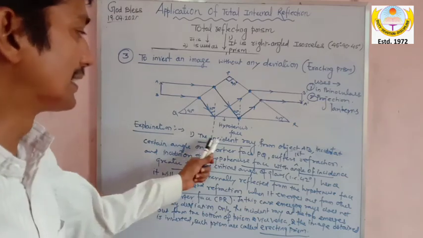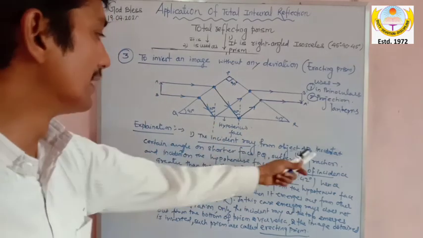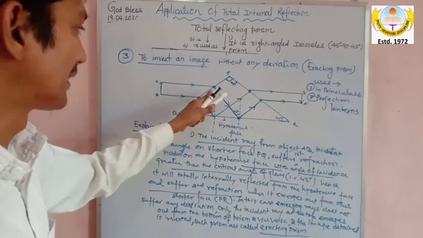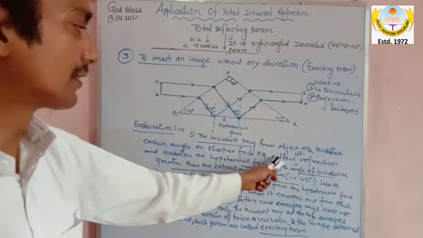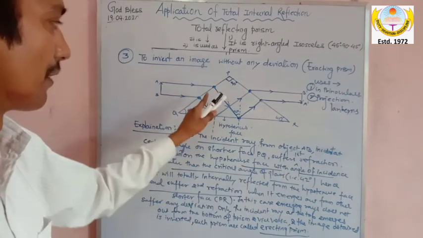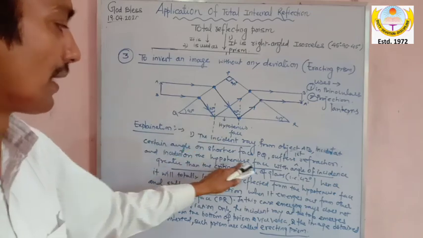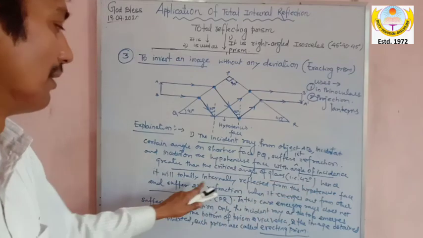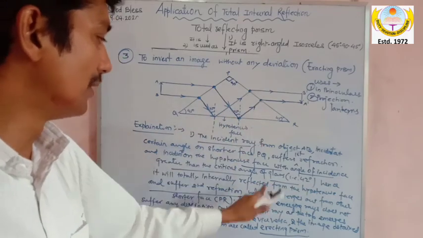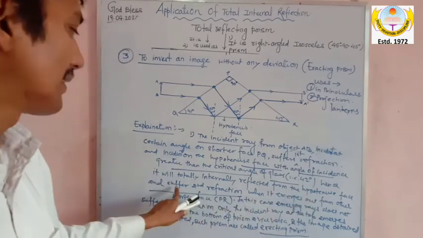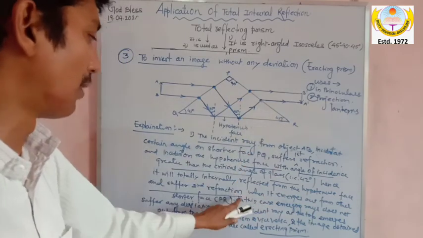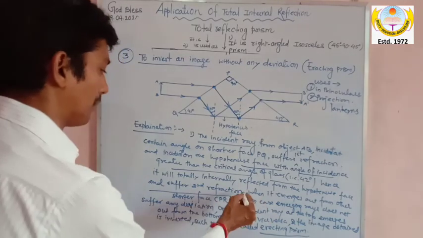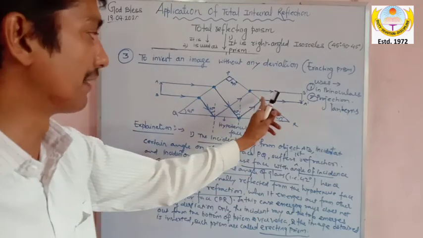So in this case, the incident ray from object AB, you can see, is incident at a certain angle on the shorter face PQ. First point: it is incident at a certain angle on the shorter face PQ and suffers first refraction. It suffered first refraction here. And it is incident on the hypotenuse face with angle of incidence greater than the critical angle of glass, and hence it will be totally internally reflected here, you can see, from the hypotenuse face, and suffer second refraction when it emerges out from the other shorter face PR. It is a second refraction.